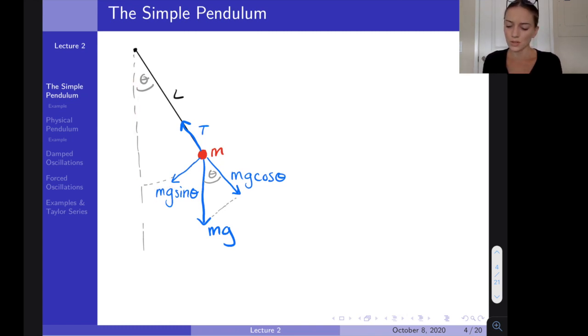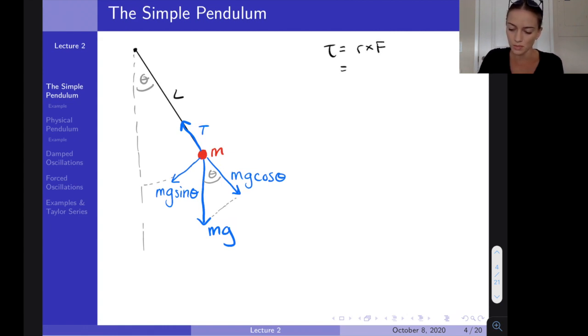So what we're actually going to do here is look at the torque. Now there's a couple different ways to arrive at the same answer, but we're going to look at the torque here since there is a torque on this little bob at the end here. So the torque, remember, is R cross F.